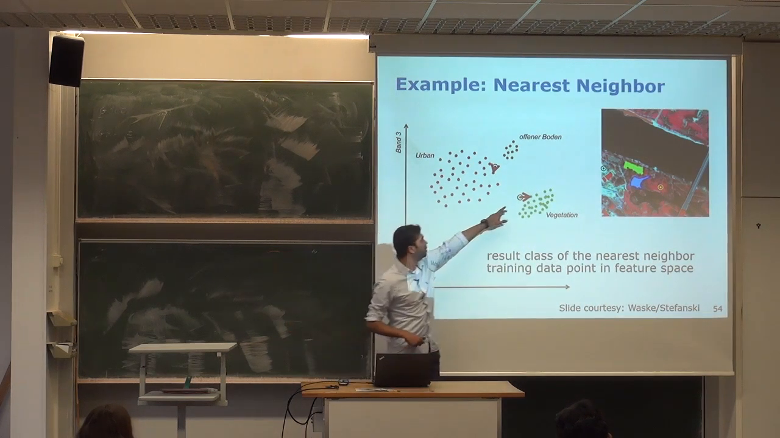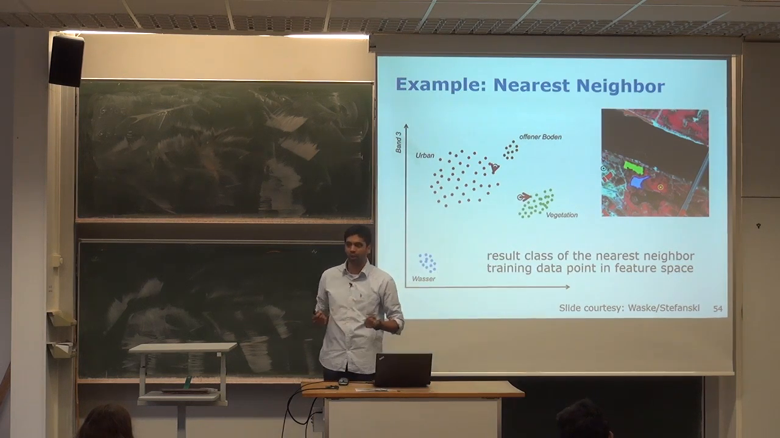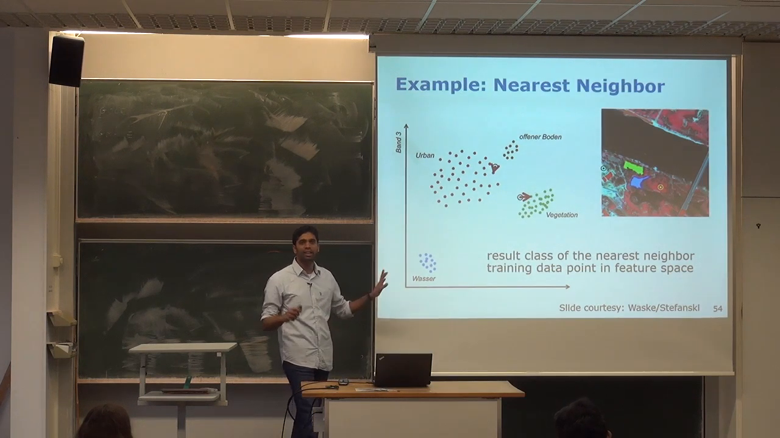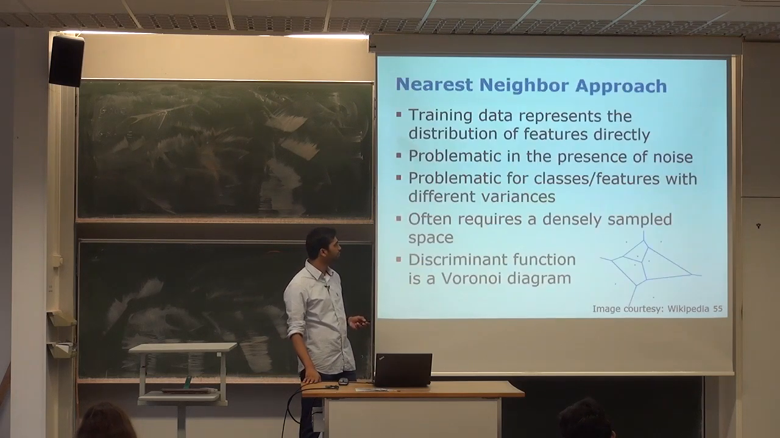Right, so for this example, the closest example is a vegetation example, and therefore you said this new sample that you asked me is actually a vegetation pixel. Right. Is it clear how this nearest neighbor idea works? Straightforward and I guess the most intuitive one.